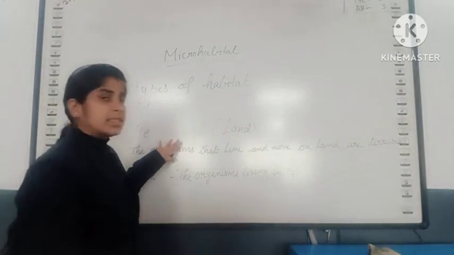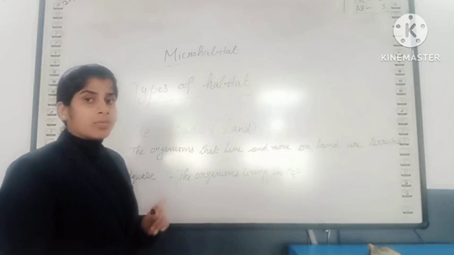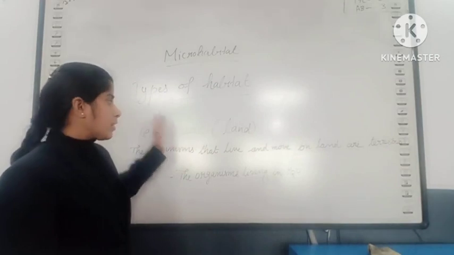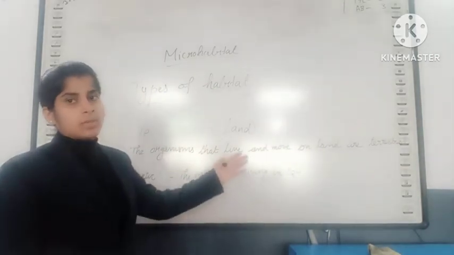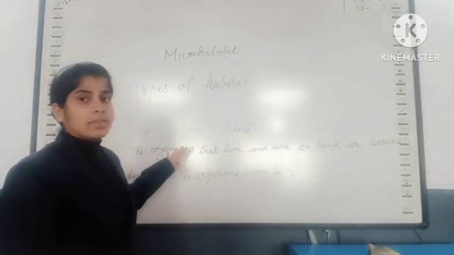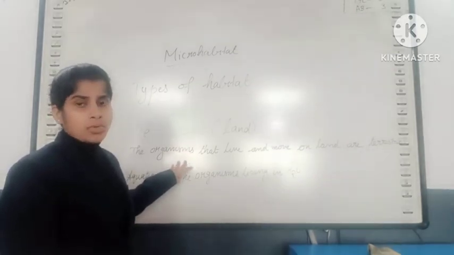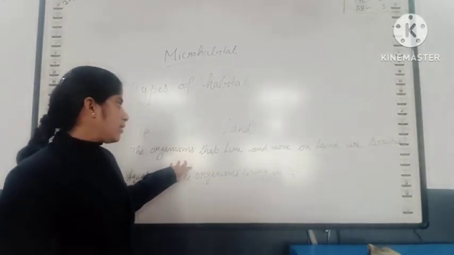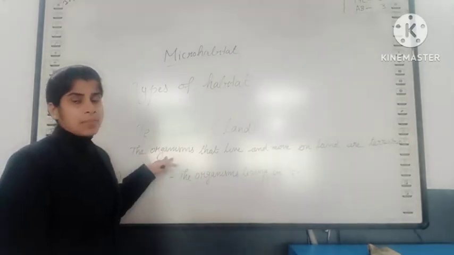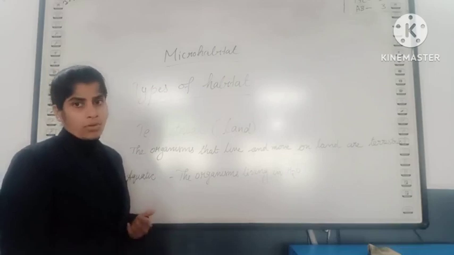The life on land depends upon what? Soil, air, temperature and rainfall. Okay. So the terrestrial habitat, the organisms that live and move on land, has rapid fluctuation of temperature and moisture. This habitat is not uniform because it has many barriers like mountains, deserts, rivers, etc. Life on land depends upon air, soil, temperature and rainfall, etc.